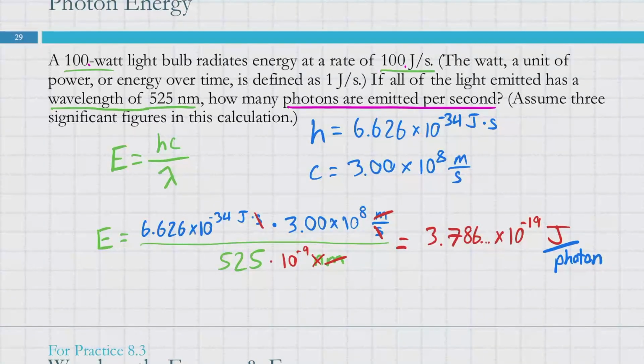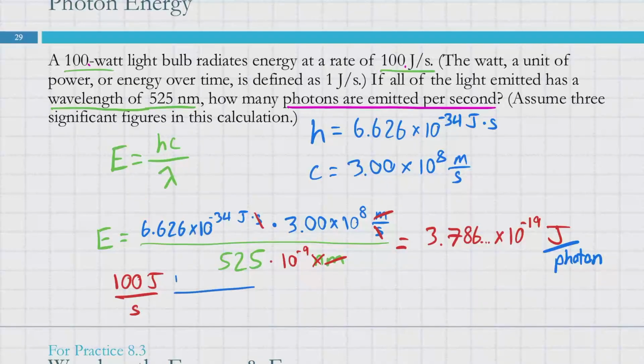Because this would give us a lot of the points if this was a short answer question. But we asked how many photons are emitted per second. So we need to use this 100 joules per second now. So we've got 100 joules per second. And this number that we found, this really small number, is the joules per photon. This gives us a conversion between joules and photons. So we are going to take our 100 joules per second and divide by this joules per photon.